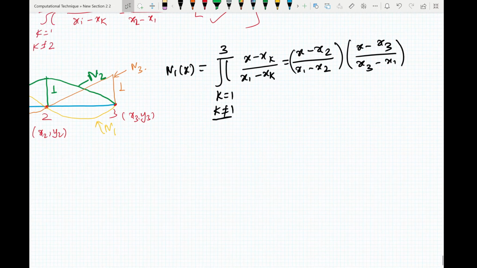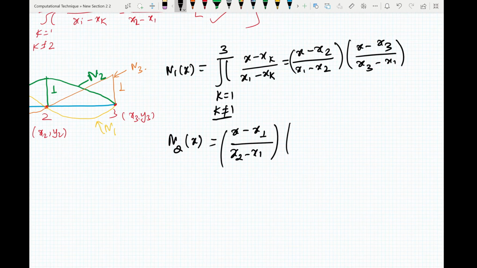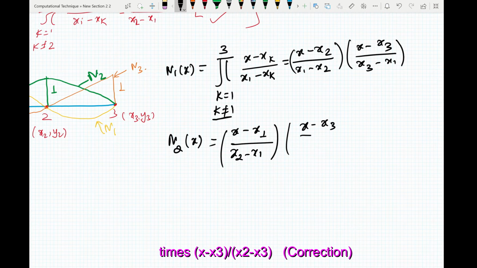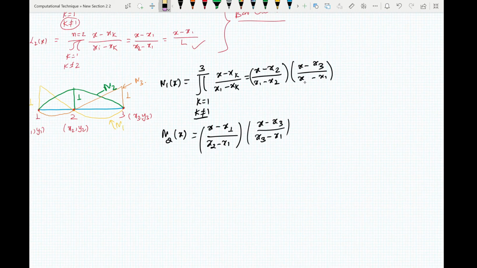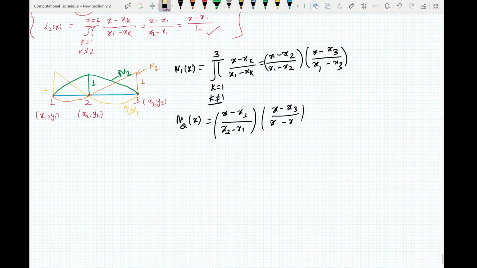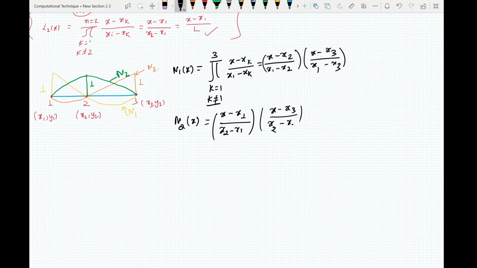And again for n2, x, what you get is (x minus x1) divided by (x2 minus x1) times (x minus x3) divided by (x2 minus x3). The first factor's denominator is x2 minus x1, and the second factor's denominator is x2 minus x3.